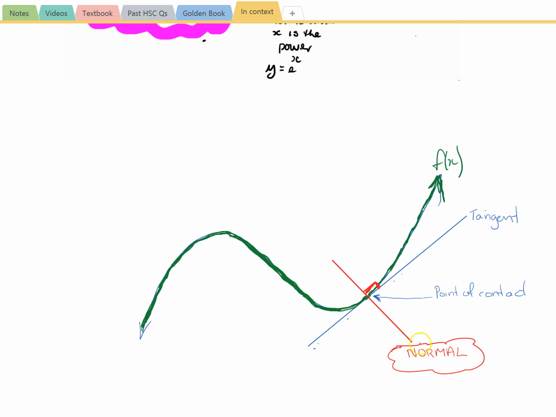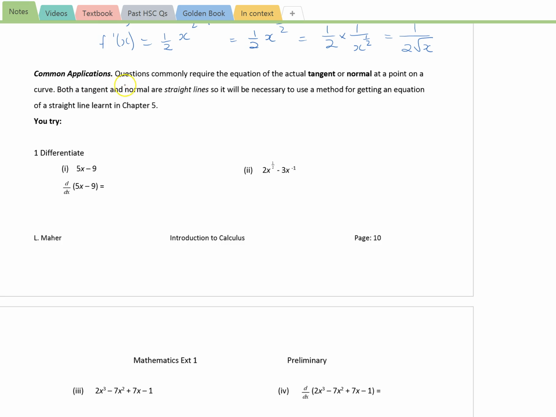If it's perpendicular, you know that its gradient multiplied by the gradient of the tangent. So I'll say tangent, normal here. Multiply the gradient of the tangent by the gradient of the normal, you'll get -1. Or the gradient of the normal is -1 on the gradient of the tangent. And the other feature of the normal is it passes through the point of contact between the tangent and the function. Now, knowing that, you can see that these common applications will actually make some sense.